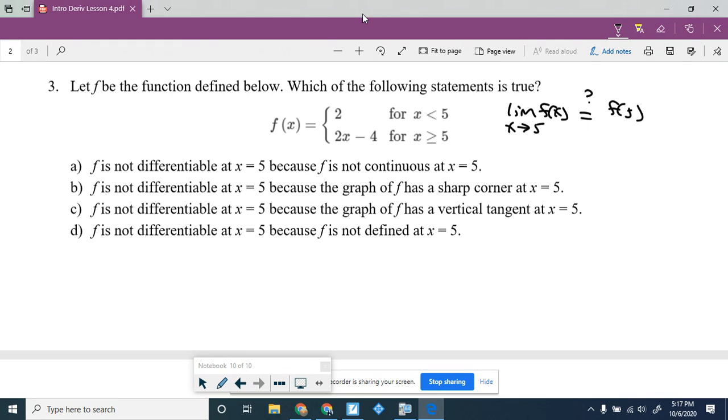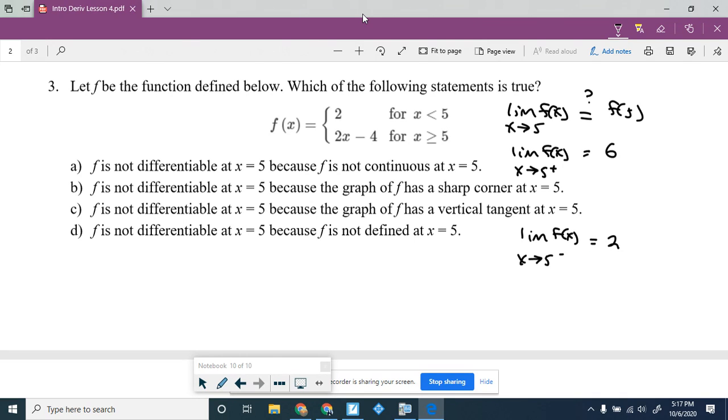Well, in order to do this limit, I'd have to do the limit of f of x as x goes to 5 strictly from the right. So strictly from the right, I'm using this piece. 2 times 5 is 10. 10 minus 4 is 6. Then I would do the limit of f of x as x goes to 5 strictly from the left. Well, strictly from the left, I'm going to use that piece. Well, that answer is just 2.